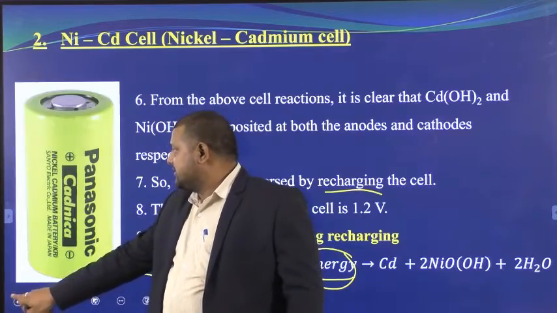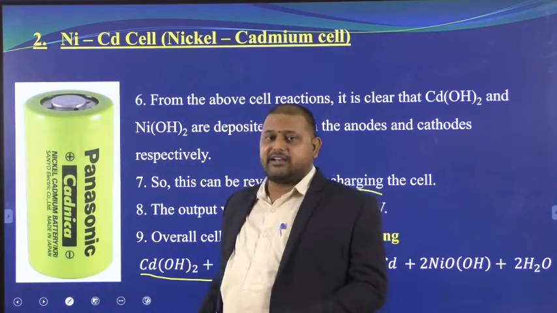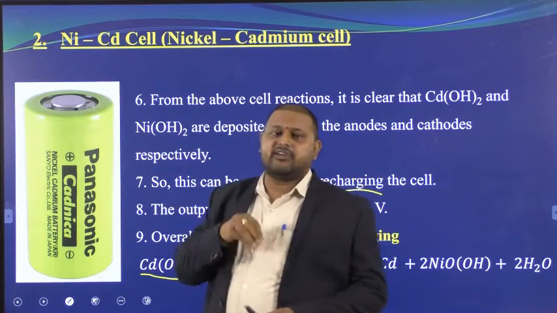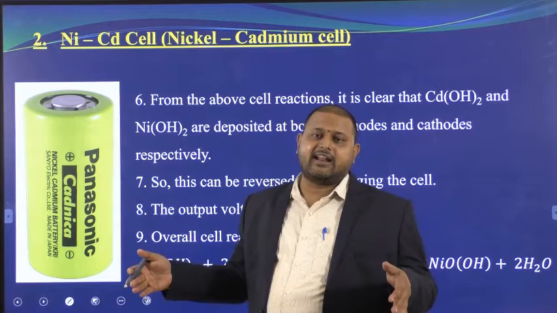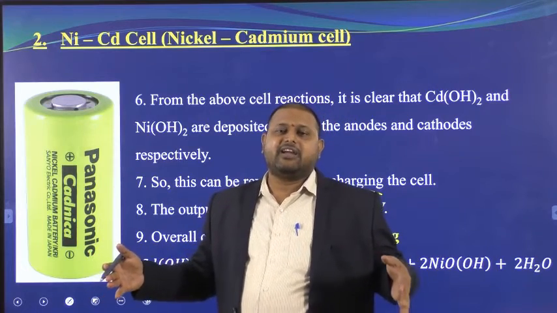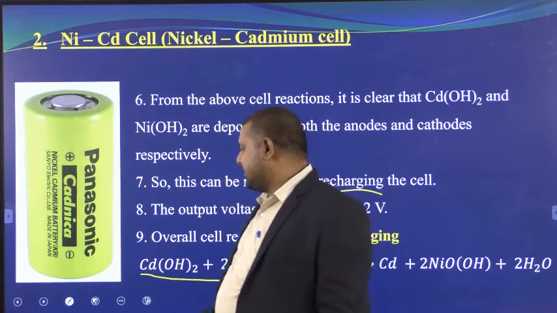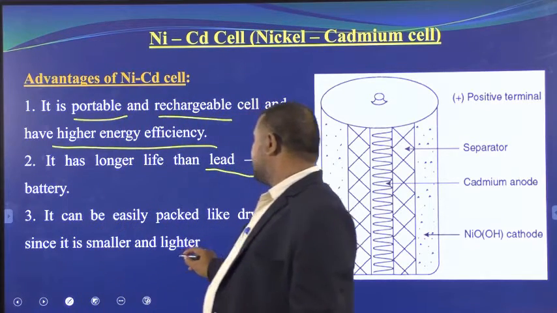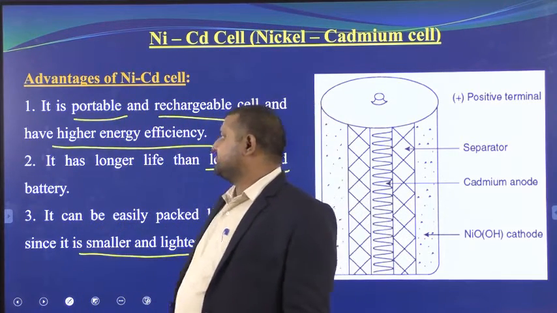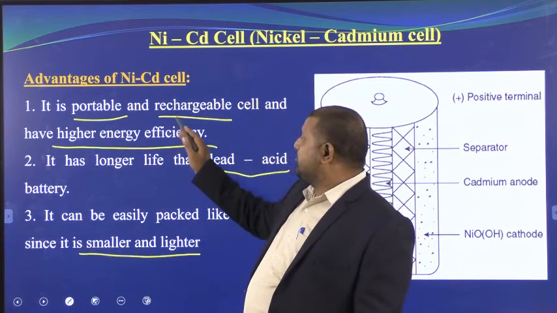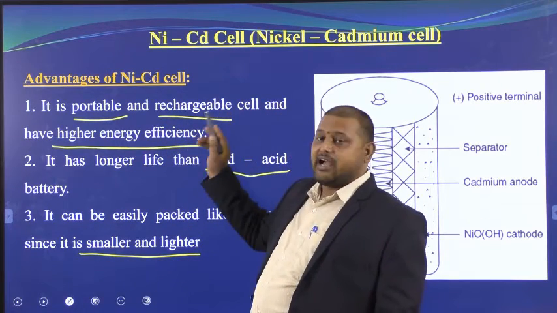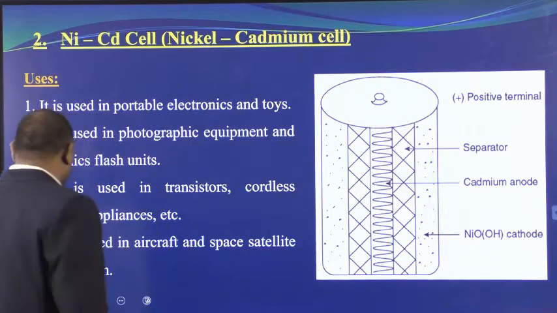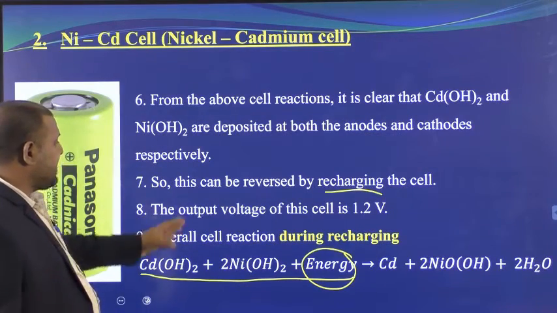Because see here in the diagram, you can see the nickel cadmium battery is just the size of our finger, so we can take it easily and keep it in our pocket. But the lead acid battery is very big, and we need 4 to 5 people for help. So these are the advantages: smaller and lighter, portable, rechargeable, higher energy efficiency, longer life. This is what you should remember about our nickel cadmium battery.